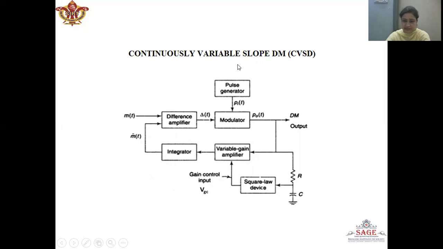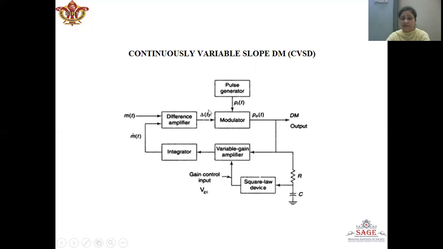Variable slope delta modulator is a type of adaptive delta modulation which works on the principle of the adaptive delta modulator. Here we can see that this is the message signal and this is the predicted sample or the previous sample prediction, and it is given to the difference amplifier in which the two values are compared and the error signal is generated. Now this is the product modulator. This error signal is multiplied by the pulse generator, and when these two signals are multiplied, the output of the delta modulator signal will be generated.